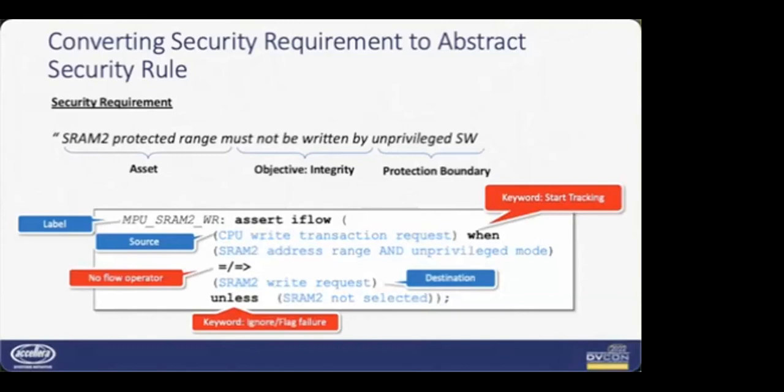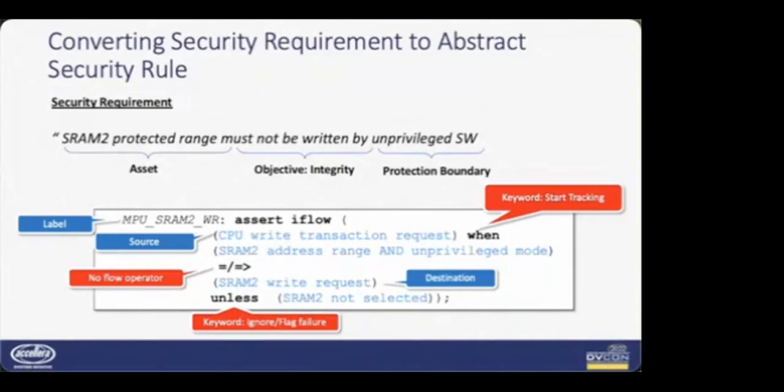We want to make sure that the write request from the ARM core does not flow to the input of the SRAM2 write request. A couple of interesting keywords here now. We start tracking it when the request is made to an SRAM2, the secure address range, and we are running it in unprivileged mode.